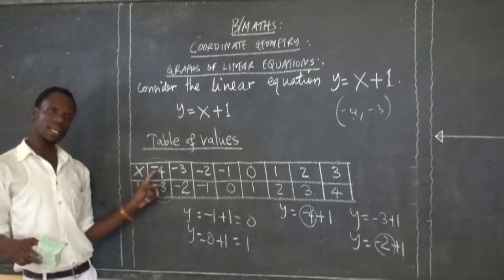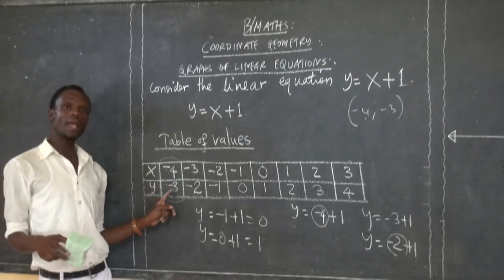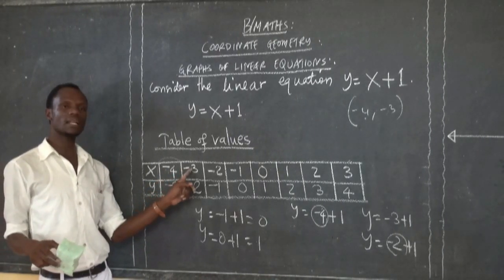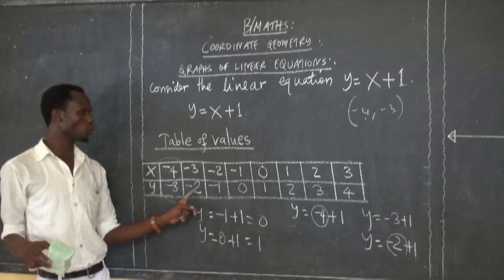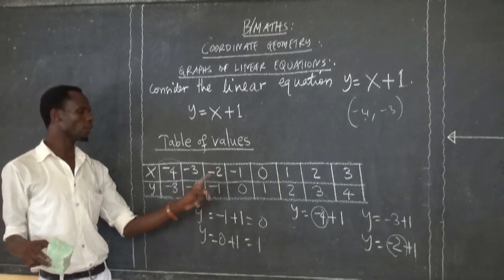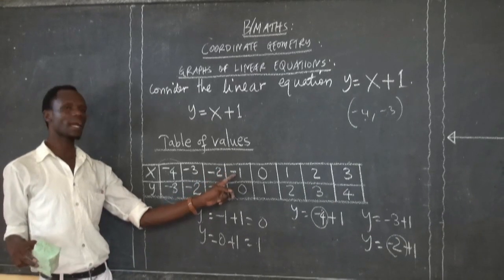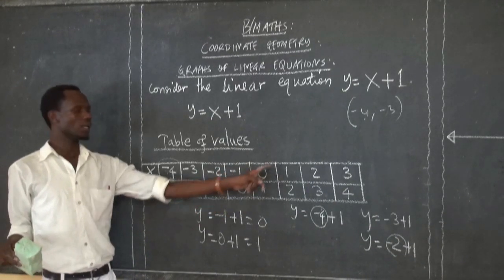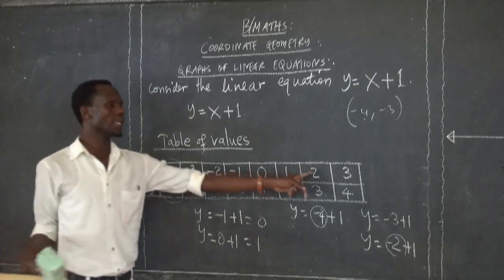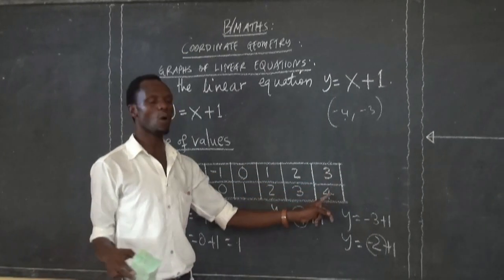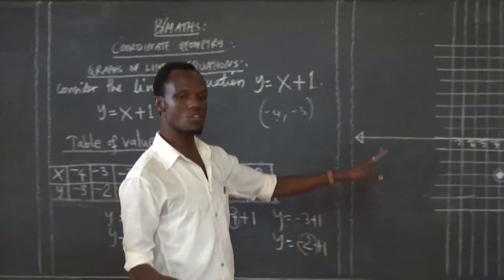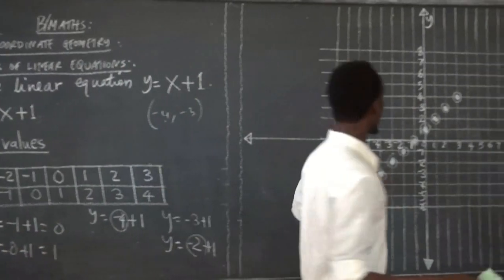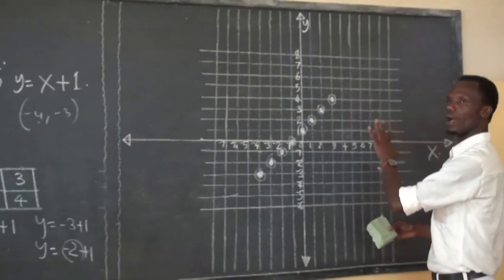Now x is -4, y is -3. X is -3, y is -2. X is -2, then y is -1. X is -1, y is 0. X is 0, y is 1. X is 1, y is 2. Then x is 2, y is 3. X is 3, y is 4. Then you locate those points. And then I've located them here.